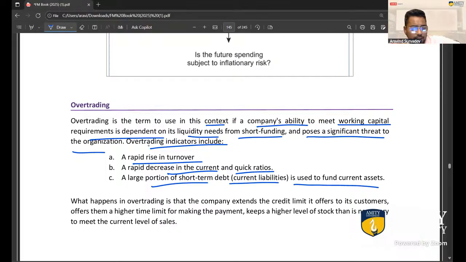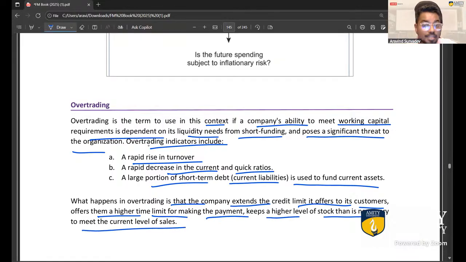How does this happen? Well, this happens when overtrading happens. And what is overtrading? Well, it's basically selling to any Tom, Dick, and Harry possible. So, what happens in overtrading is that the company extends the credit limit it offers to its customers, offers them a higher time limit for making the payment, keeps a higher level of stock than is necessary to meet the current level of sales. This is what happens under overtrading.